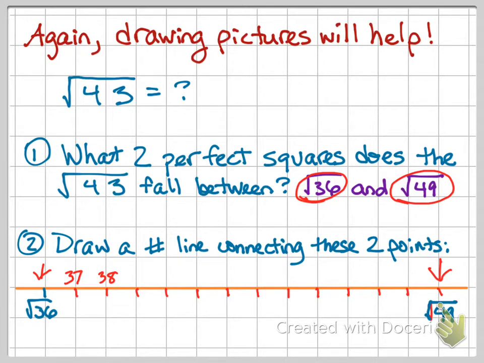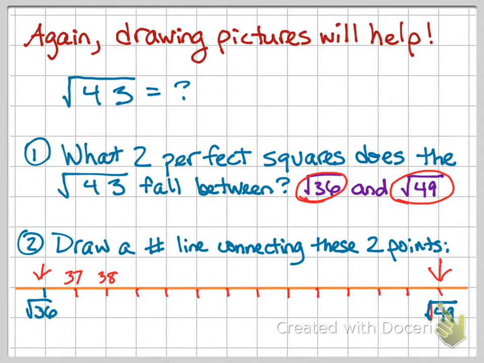First part of this is, what two perfect squares does the square root of 43 fall between? That is square root of 36 and the square root of 49. In part 2, you draw a number line connecting the 2 points. Make the left side the left-hand side of the square root perfect square that you're looking at, and make the right-hand end of it the larger of the numbers that the square root falls between.